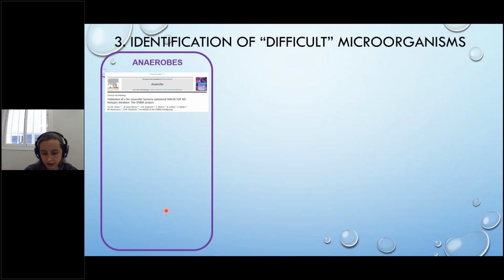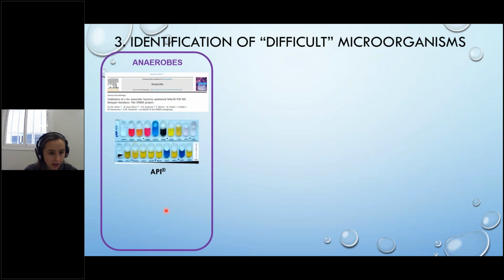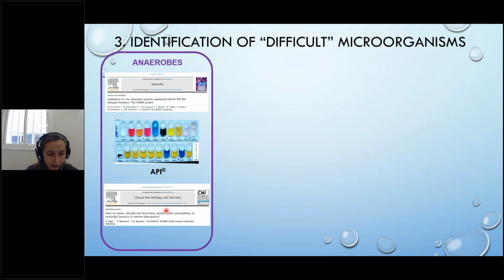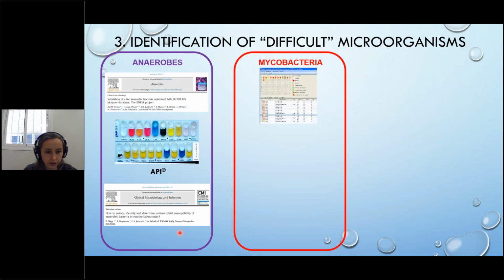So it meant that after this amazing amount of anaerobes were included in the database, API tests were not used anymore for anaerobes. They were not needed, and MALDI-TOF was included as one of the reference techniques for anaerobe identification in this paper about how to identify anaerobes. So now it's an officially recognized technique for anaerobe identification.